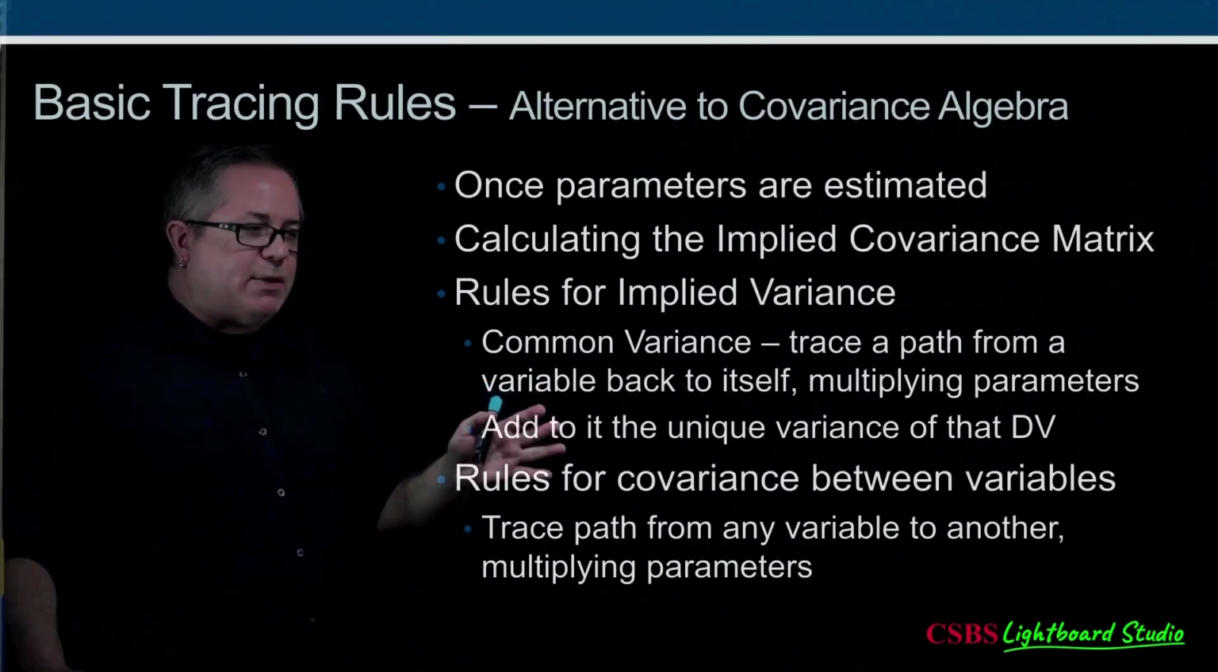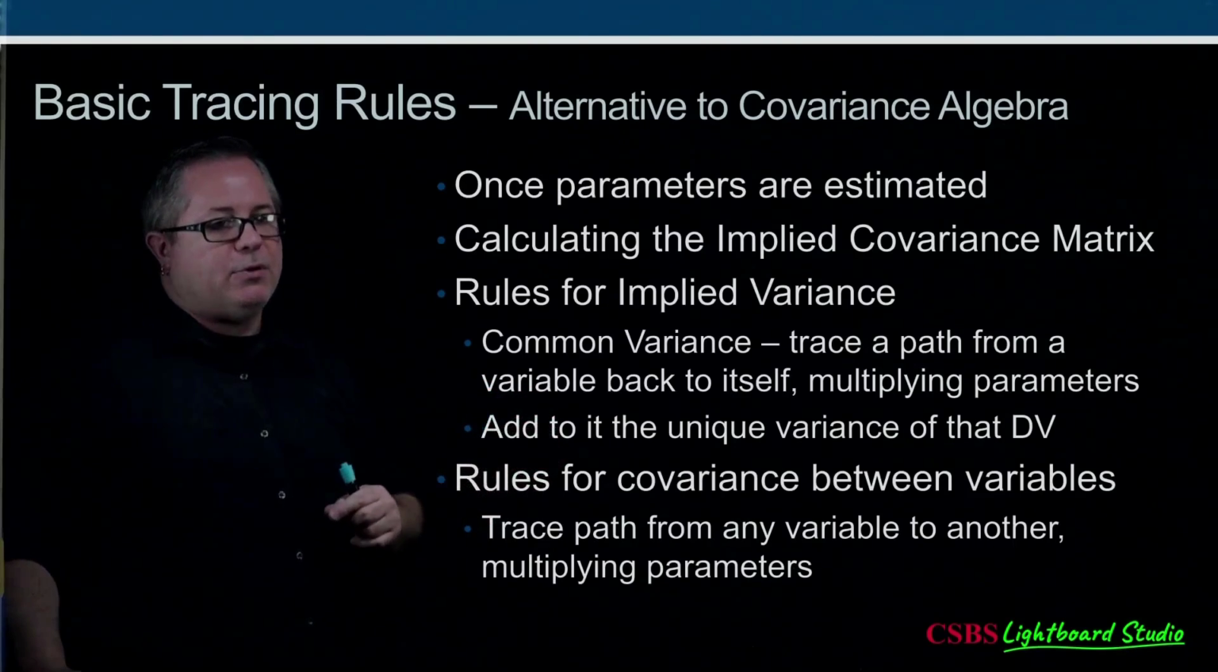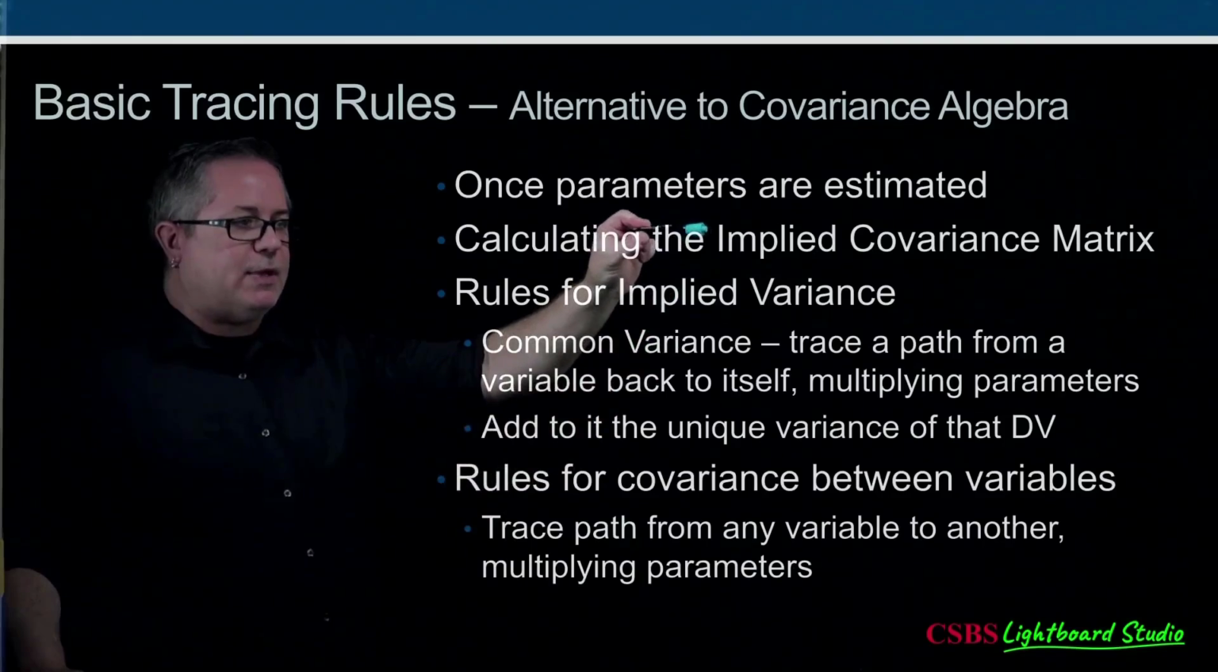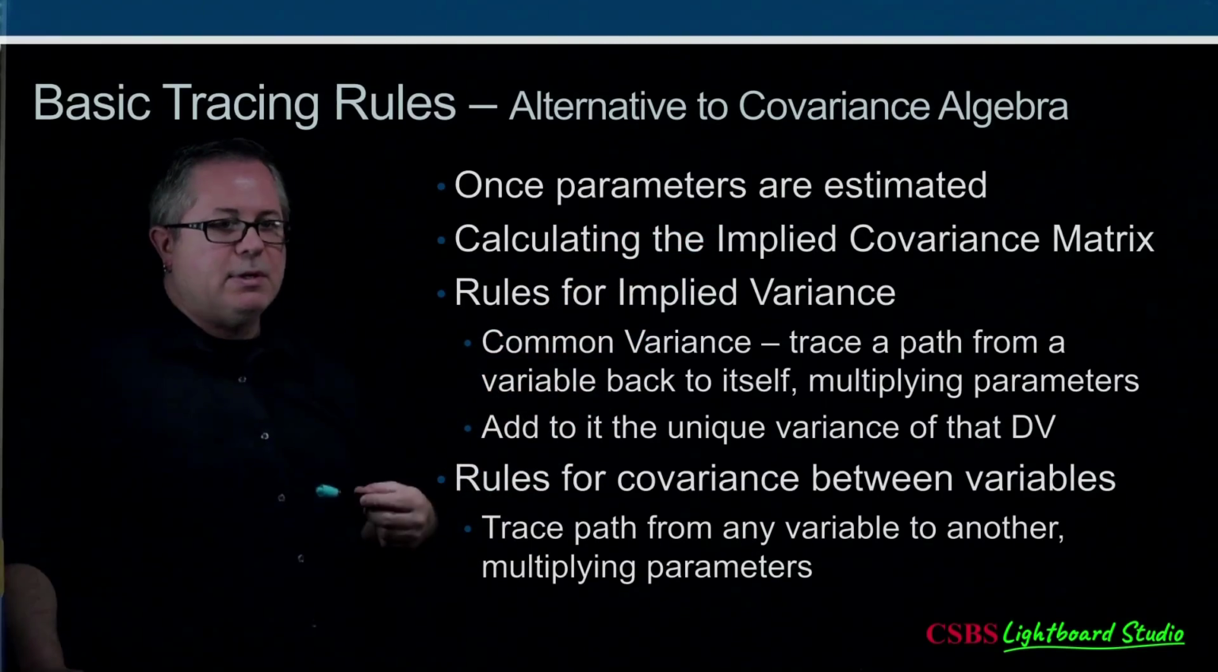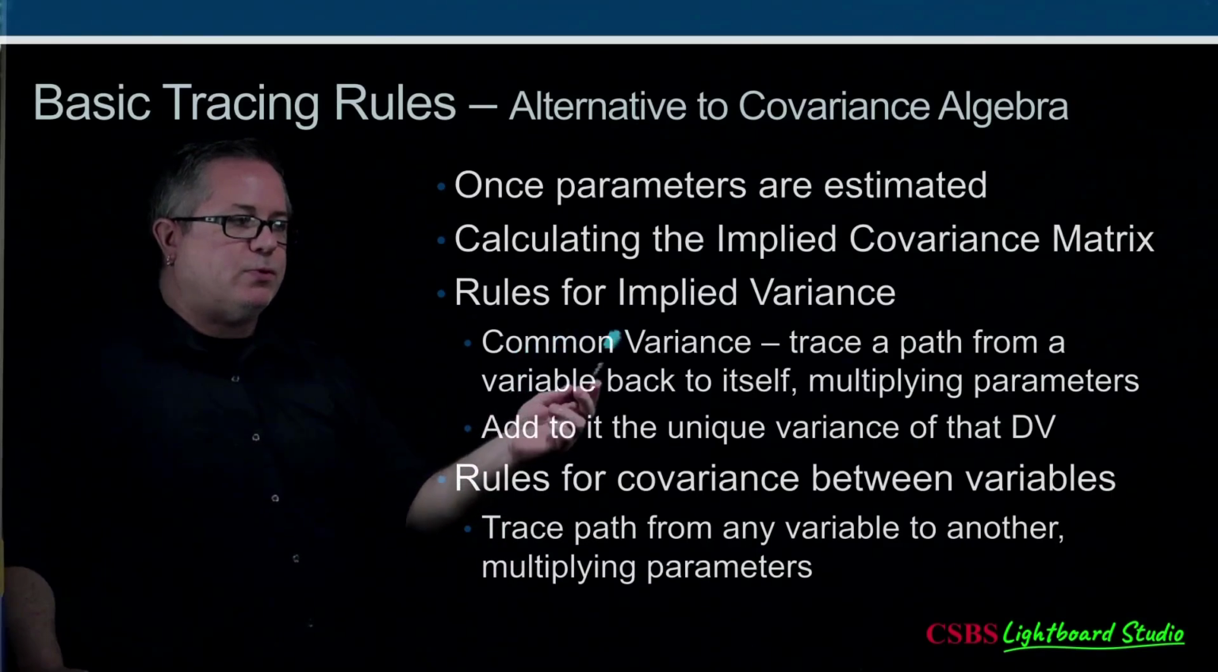So once parameters are estimated, you can calculate the implied covariance matrix. This is oftentimes called the implied covariance matrix. It's another word for sigma theta. It's the matrix implied by your model. So, rules for implied variance.